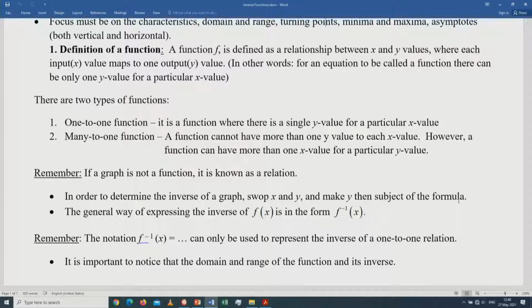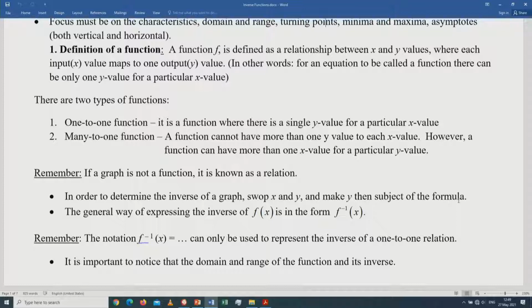We have two types of functions, one-to-one and many-to-one. What is the difference? A one-to-one function is where one y value is associated with one x value. Many-to-one, more than one x value can be associated with one y value. Do not swap them around. A function cannot have more than one y value for each x value.